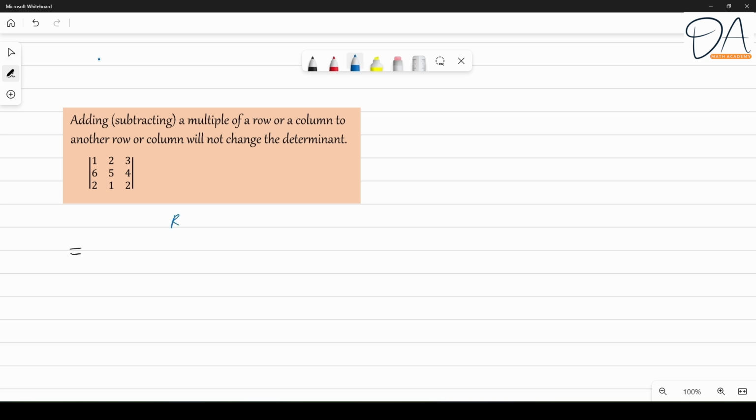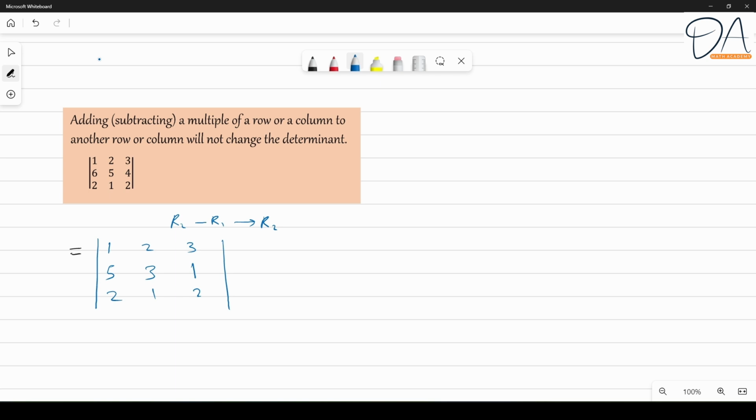Let's say that we'll do the following operation. We'll take the second row and subtract R1 from it, and this becomes our second row. So R1 remains the same, the first row. However, the second row now will be R2 minus R1. So 6 minus 1 gives us 5. 5 minus 2 gives us 3. 4 minus 3 gives us 1. And the third row remains as is. So according to this property, these two determinants are the same. This operation that we did, we just subtracted R1 from R2, will not affect the determinant.